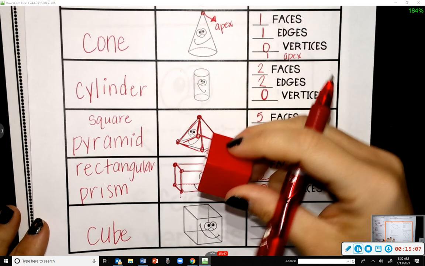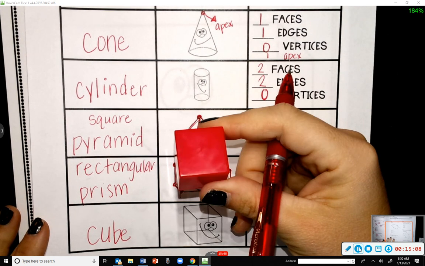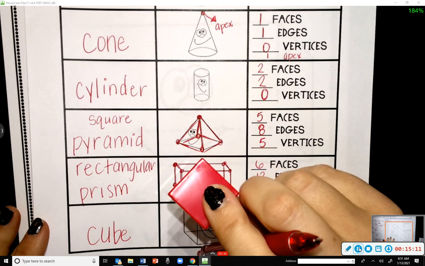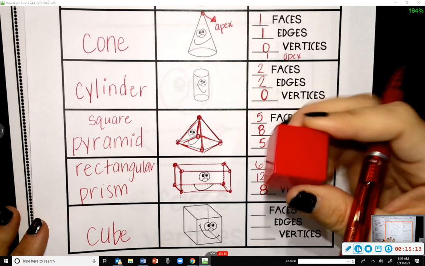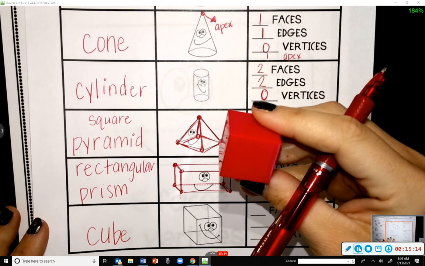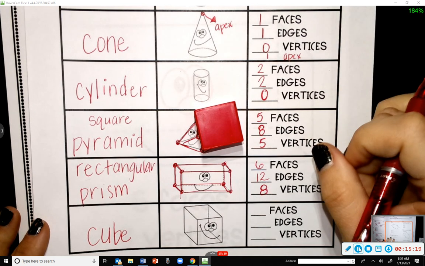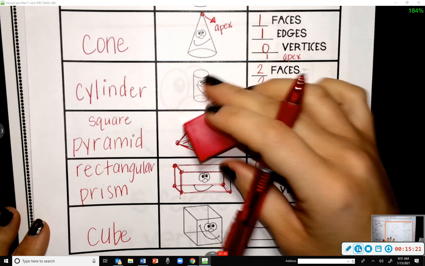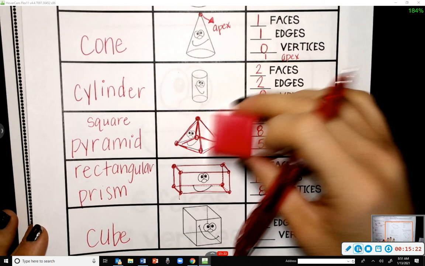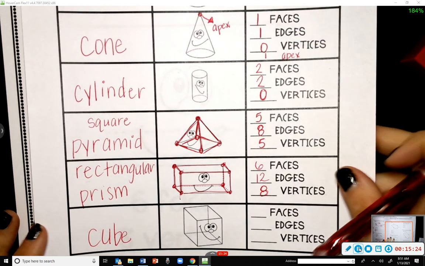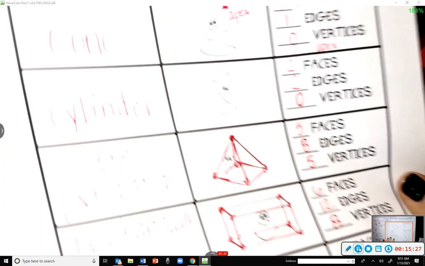So what are the shapes of the faces of a cube? They're all what, Kelsey? But what shape are the faces? Squares, good. So the cube has faces that are all going to be equal because they're all made of squares.